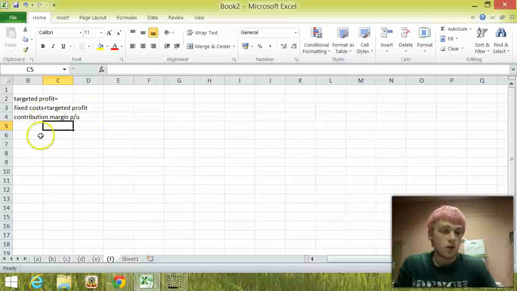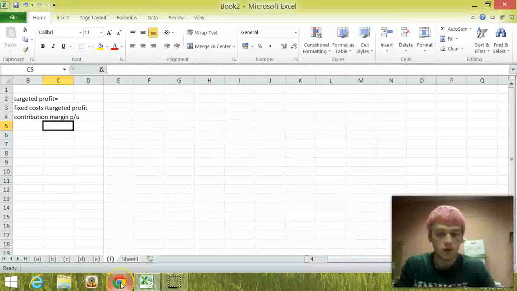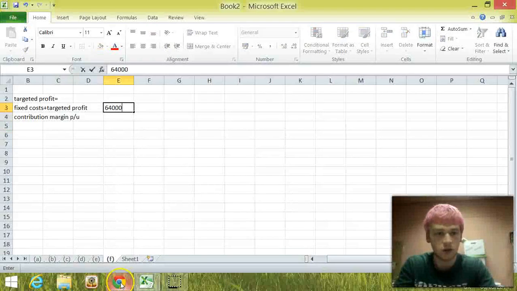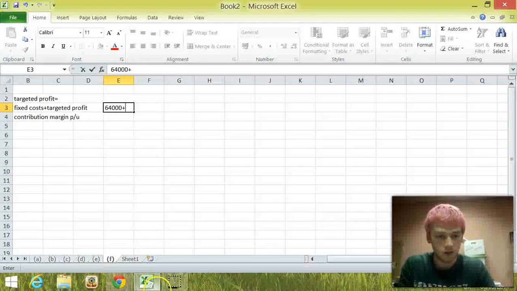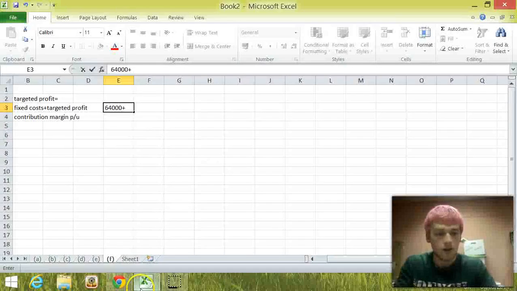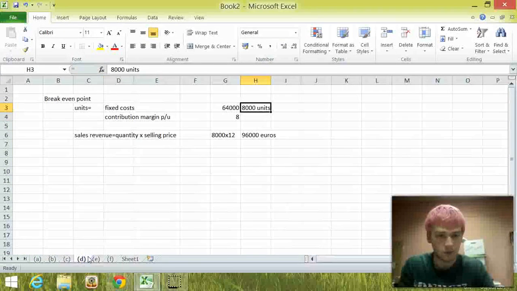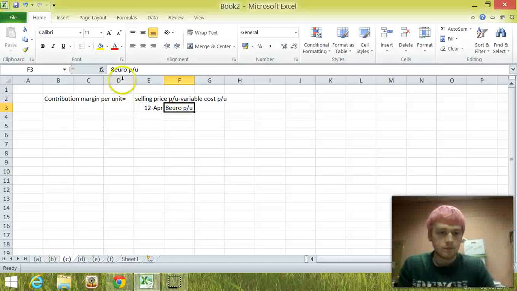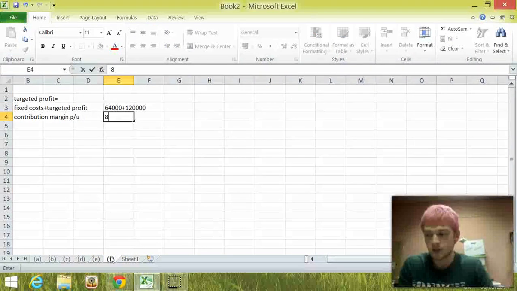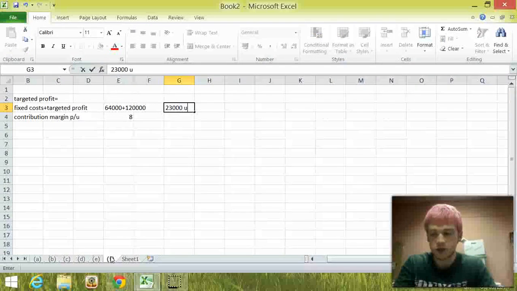So let's go back into the question and we can get our fixed costs. Our fixed costs are equal to 64,000, plus our targeted profit of 120,000, divided by the contribution margin per unit, which we calculated in part C. So we have the contribution margin per unit giving us €8 per unit sold. So we divide that by 8, and we get our answer equal to 23,000 units.